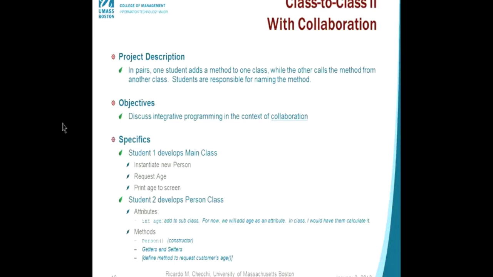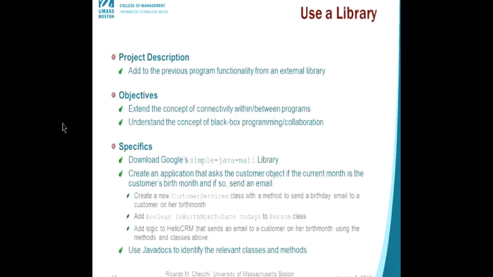So you create the method, you have the age attribute, you create the method that gives the age, the value of the age. You add to your main class the thing that requests it. And you have to figure out that they have to put it together.